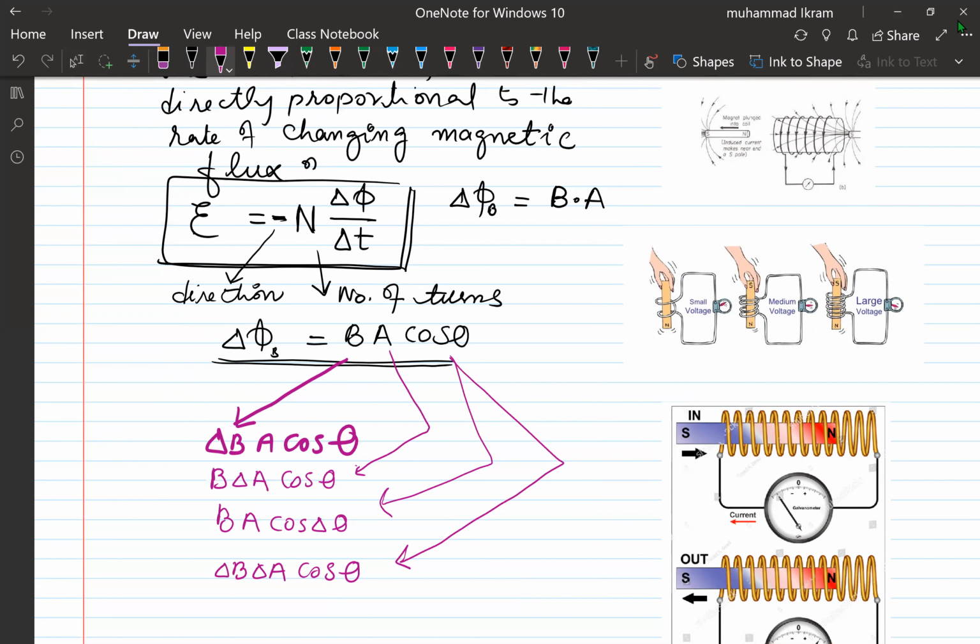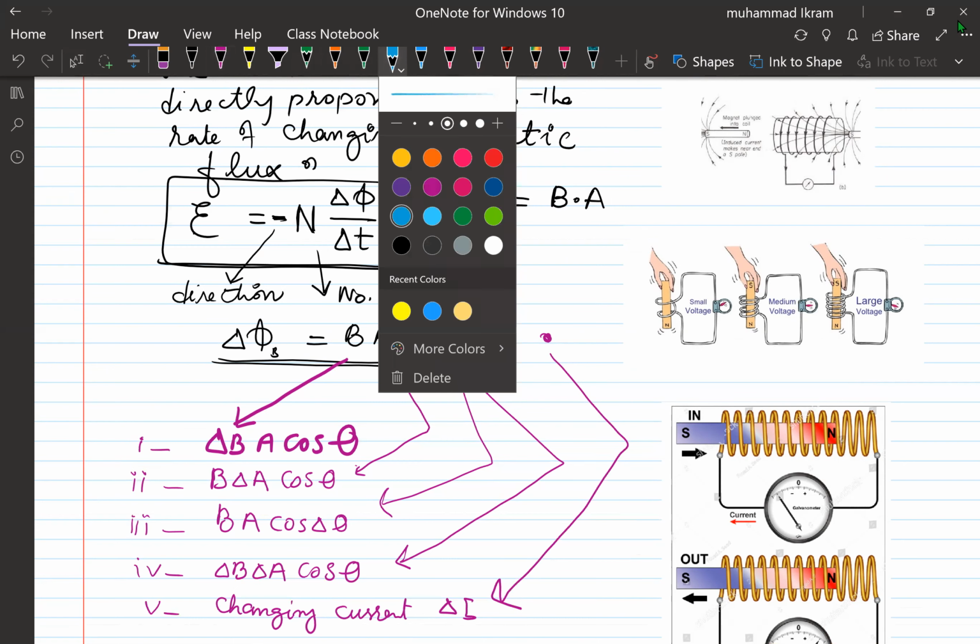There could be even more, but I want to add another one: changing current, delta I. This is not here directly, but I will tell. So you see 1, 2, 3, 4, and this is 5. So what do all these mean for us?